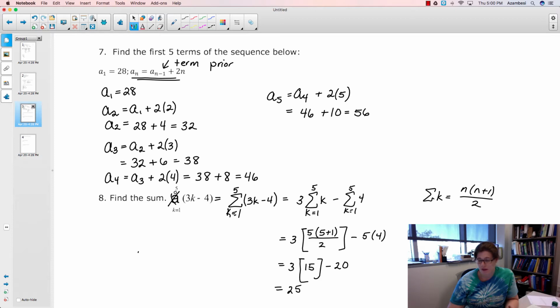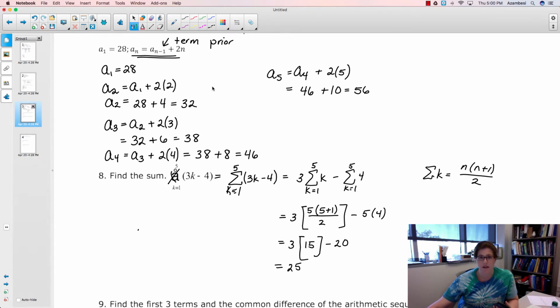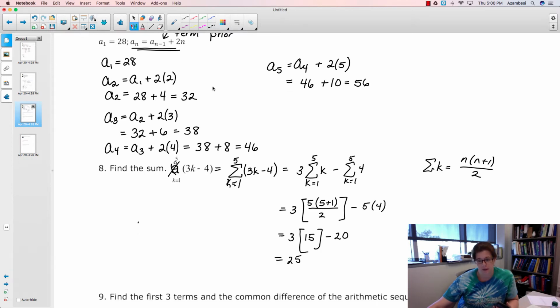If I forget how to do this, I can always list out the first 5 terms and then add them up that way. This is actually an arithmetic sequence, so I can also find it by using the sum formula, S sub n equals n over 2 times a1 plus an.